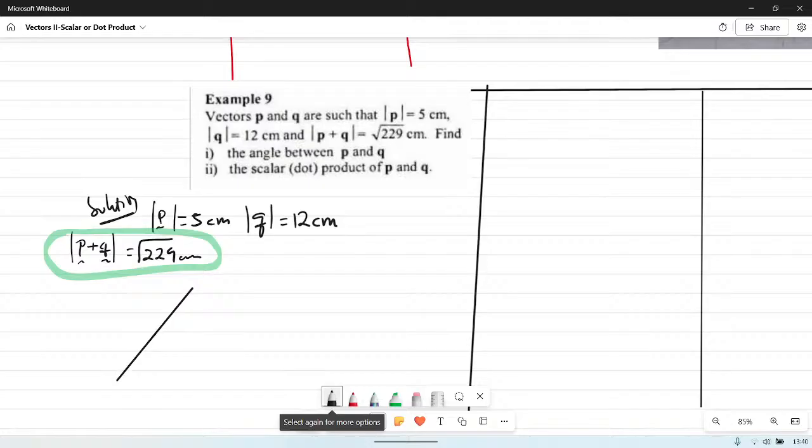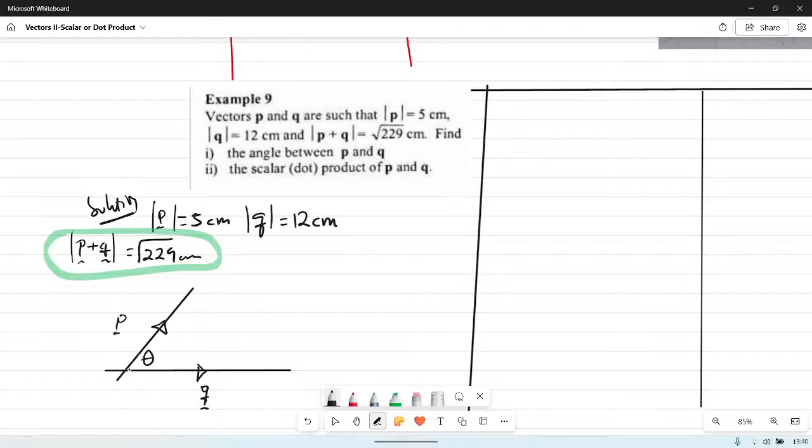So I draw one here, I draw one here. This is the direction of Q, and this is the direction of P. But the distance, the magnitude, is the length. This is the angle between the two vectors. You know that when you're doing angles, you use the magnitude.